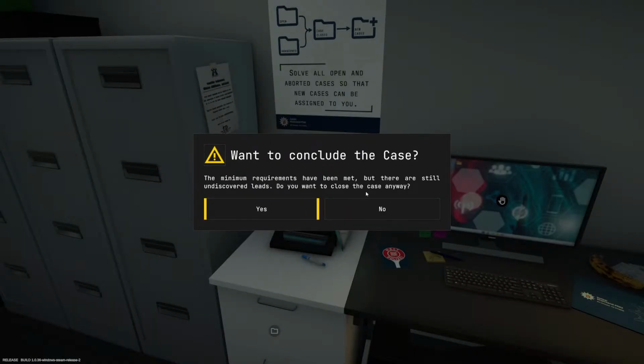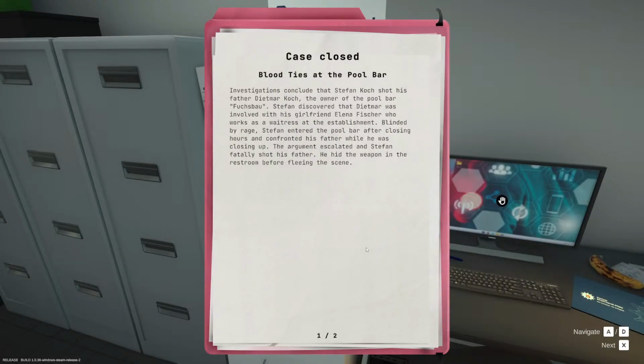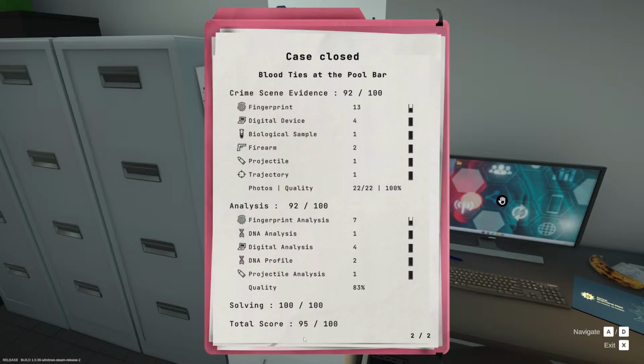The minimum requirement has been met, but there are still undiscovered leads. Do you want to close the case? Yeah, I'll close the case. Let's see what I got here. I got a 95 out of 100. What did I mess up with? Crime scene evidence, I got 92 out of 100. Analysis, 92 out of 100. The fingerprint analysis, not good. Oh, so there were fingerprints in the crime scene that I didn't find. Okay, that makes sense.